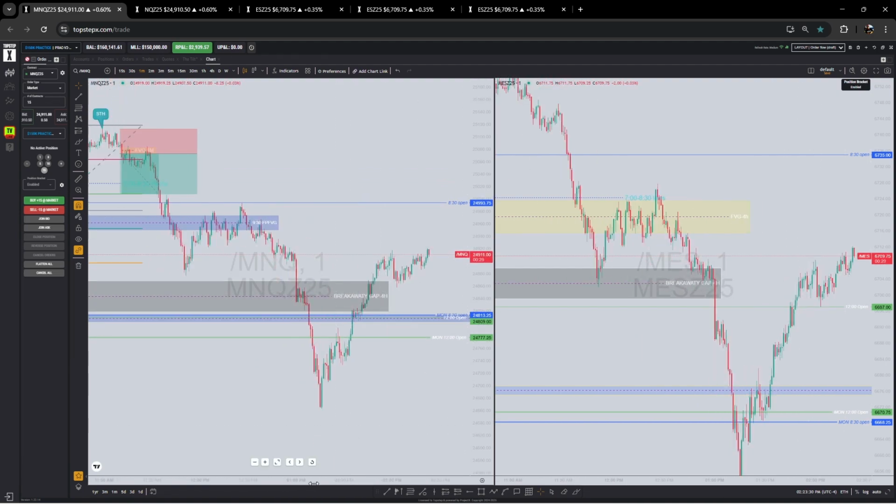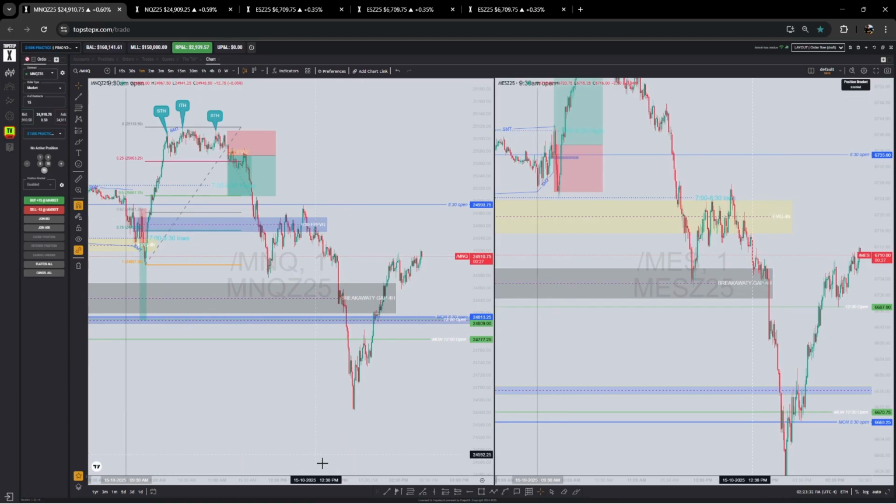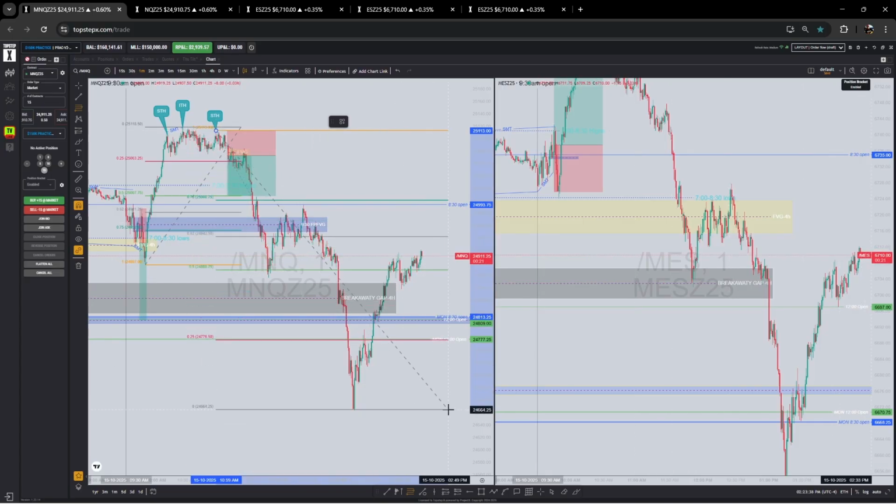We might just hit discount of this range and turn and continue the bearish price action, which would be, here we are above discount, we are above the 50% on NQ, so we could just reverse here. But as you can see, price did trade back down to discount of the range.